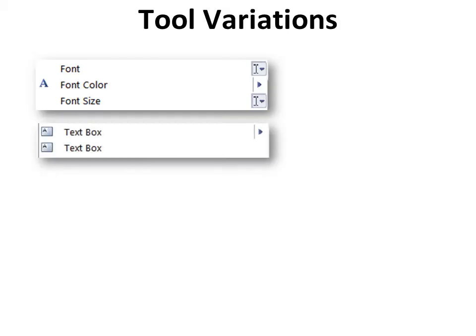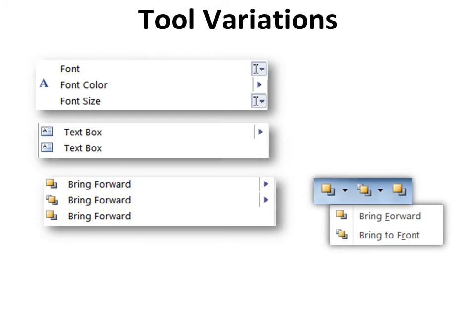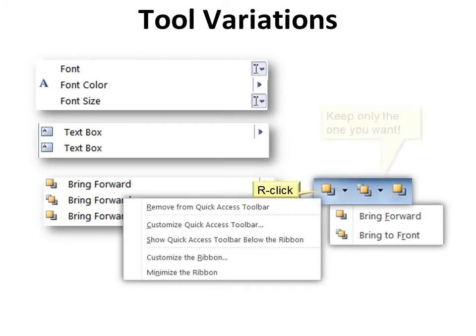It's hard to understand which of the tools that you might want because there's some variations. For example, font also has font color and font size with drop downs and flyouts. Text box looks the same. What's the difference? Bring forward, 3 options of that. So here's what I would suggest: add them all to your Quick Access Toolbar, and when you can see what the difference is and you choose the one that you want, then you simply right click on it and you can remove it.